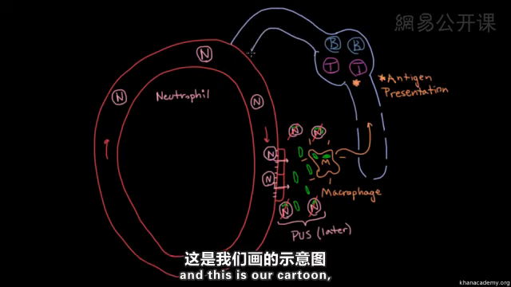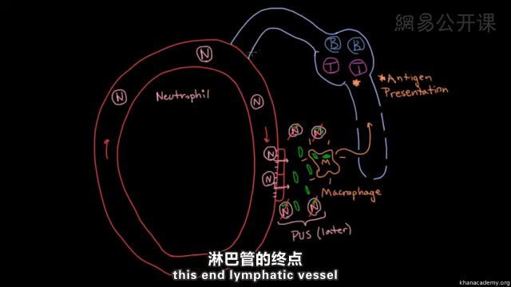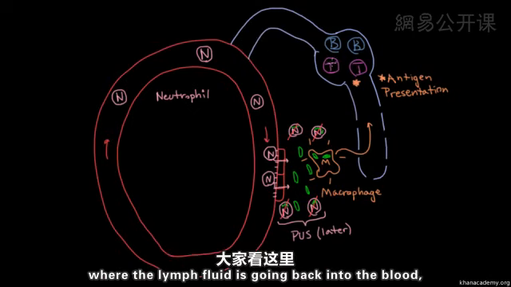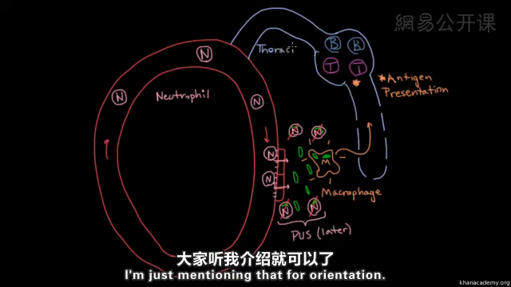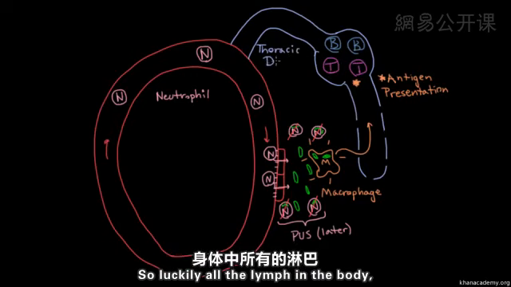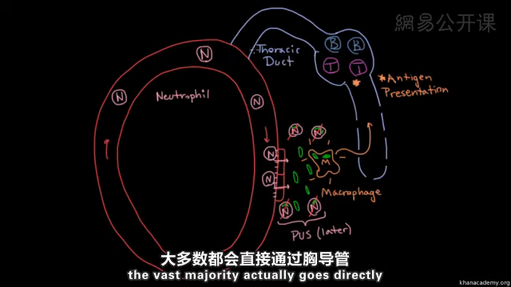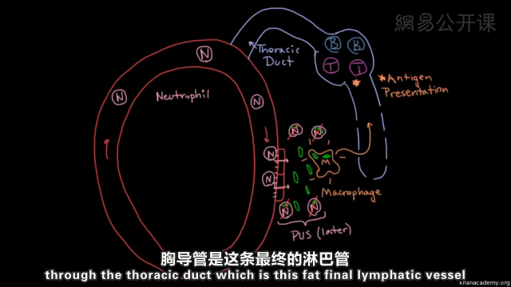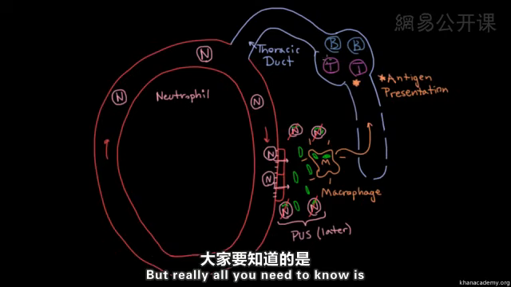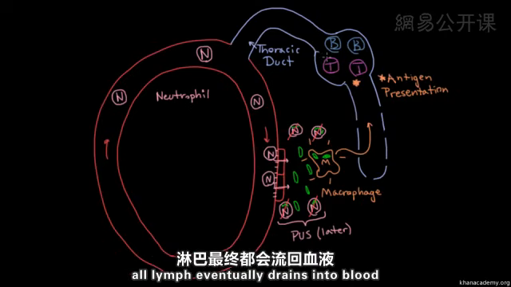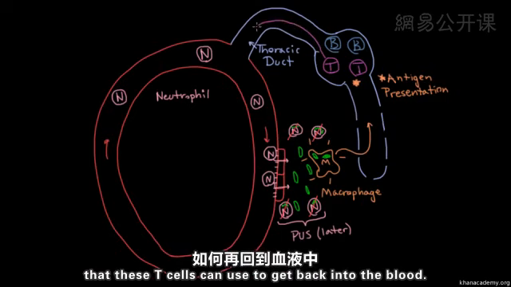And this is our cartoon, but if this weren't a cartoon, this end lymphatic vessel where the lymph fluid is going back into the blood would be called the thoracic duct. I'm just mentioning that for orientation. So luckily all the lymph in the body, the vast majority actually goes directly through the thoracic duct, this fat final lymphatic vessel that drains into one of the big veins in your body. But really all you need to know is all lymph eventually drains into blood. And so that's exactly the method that these T cells can use to get back into the blood.